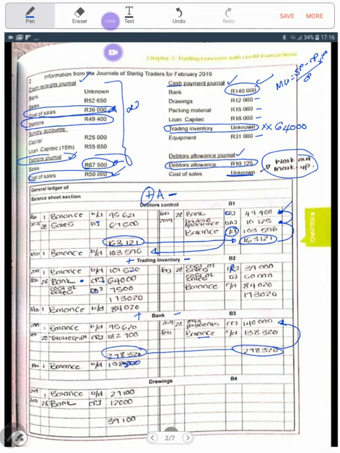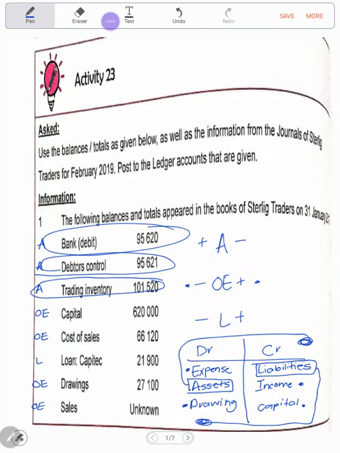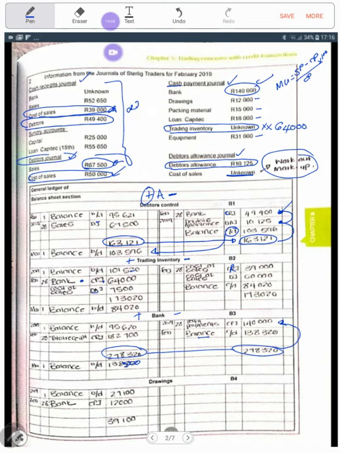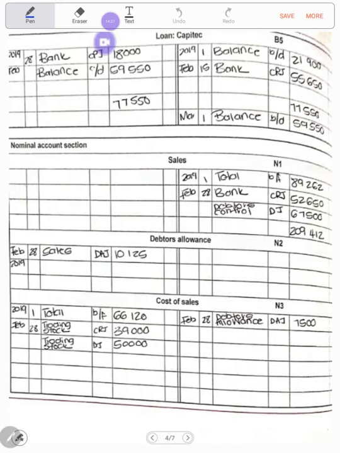So on the 1st of the month, which is March, I started out my bank with 138,320 Rand. Drawings, what do I do with drawings? We debit drawings. Did we have an opening balance? Yes, we did. Balance brought down 27,100. Did the owner withdraw in the month? Yes, he did. 12,000 Rand. 28th, it's a cash, so it's affecting bank CPJ 12,000, and you tally that up. Simple, easy.